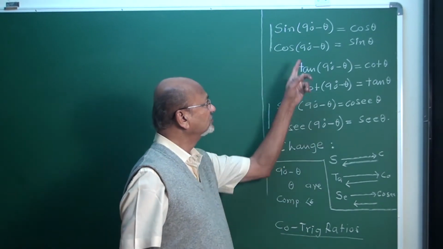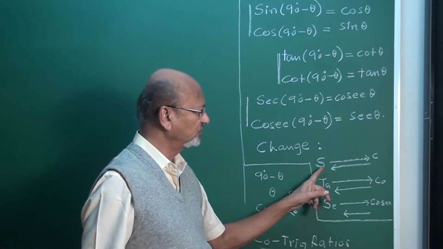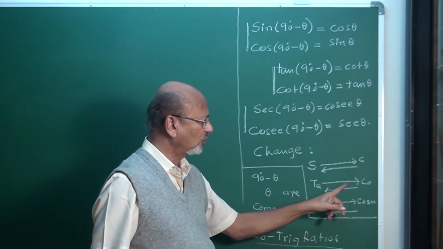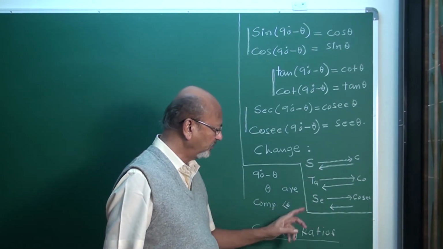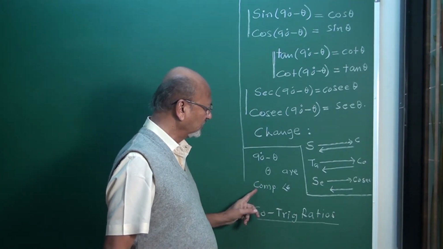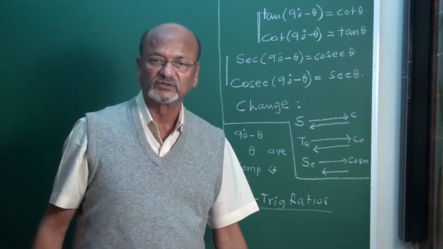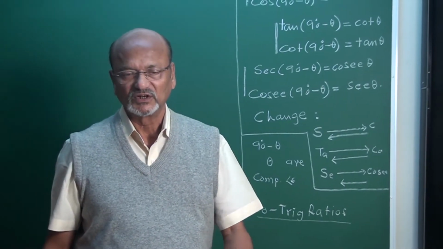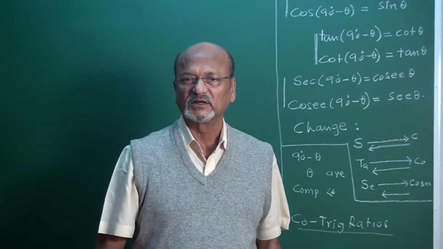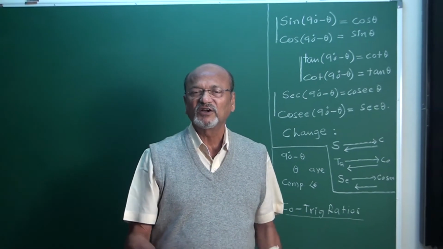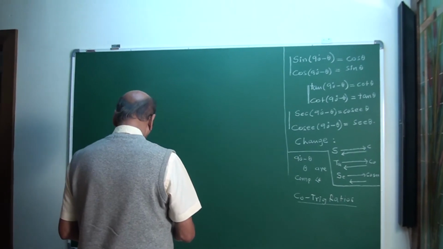Remember, in case of 90 minus theta, sine changes to cos changes to sine, tan changes to cot changes to tan, sec to cosec to sec. These three pairs, I told, are nothing but complementary angles. Yes, my friends, yesterday we did some examples. Today, I will continue and complete that set with some 3-4 CET or JEE questions. Yes, my friends, let us start with the next example.